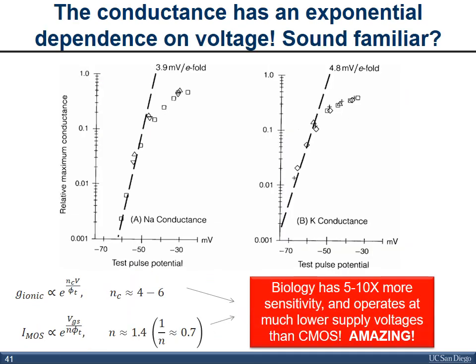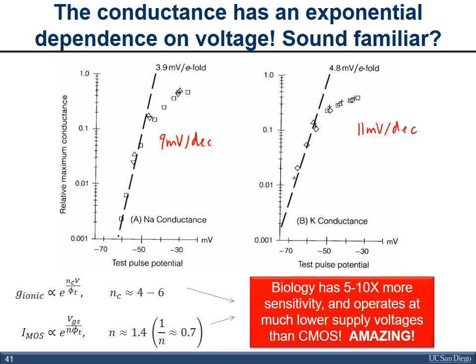Now, what's really amazing about the conduction of the ion channels here is that, of course, it has the exponential behavior that sounds very familiar to what we have in our subthreshold MOSFETs. But what's really amazing here is the subthreshold slope. We're getting 9 millivolts per decade here for sodium conduction and 11 millivolts per decade here for potassium conduction. Okay, so that is a far superior subthreshold slope than what we get in a subthreshold MOSFET or in a BJT for that matter. And it's amazing that this happens.